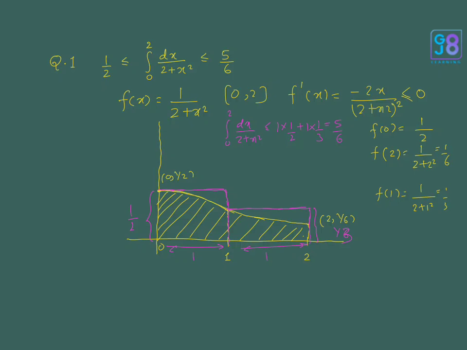Similarly, if we consider two more rectangles, one which is this blue one, and the other is this rectangle, which is from here to here, you will see that this integral will be definitely greater than the sum of the areas of these two blue rectangles. This height is 1 by 3 from here to here, and this is 1 by 6. So we write 1 times 1 by 3 plus 1 times 1 by 6, which is half. So we have proved this.